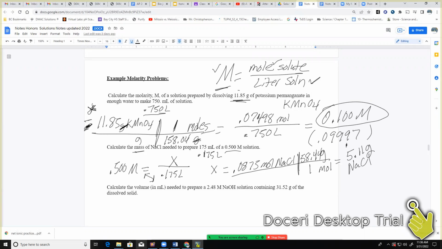If somebody like me, another science teacher, or somebody out in the real world is making a solution, obviously we have to have it in grams. You can't really measure out moles to make a solution.